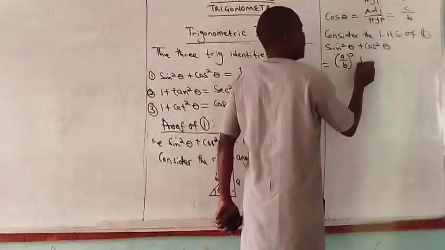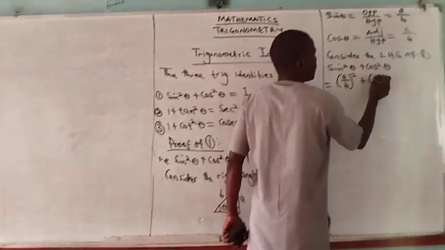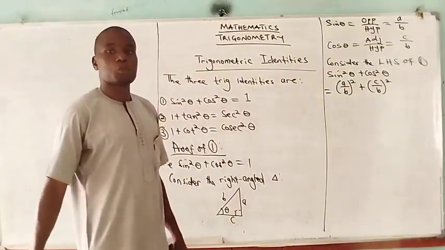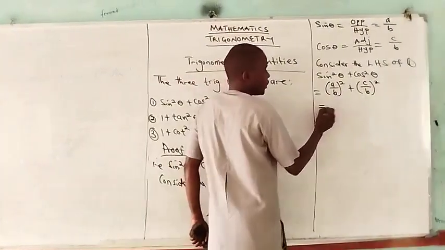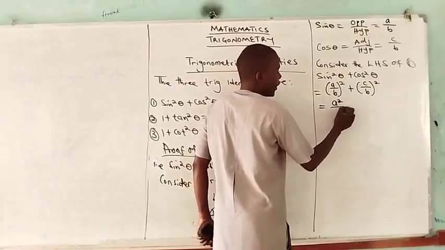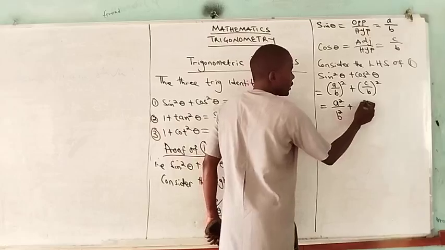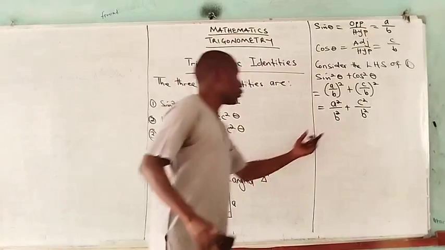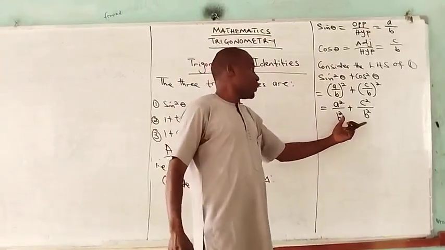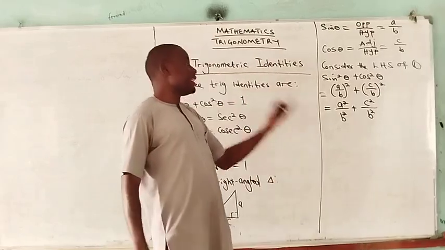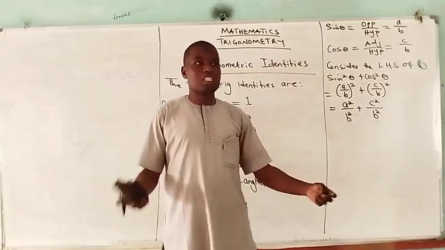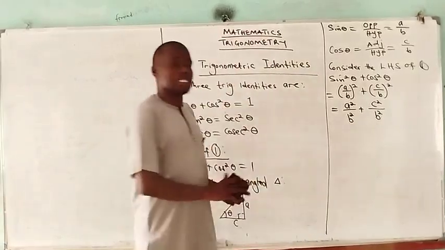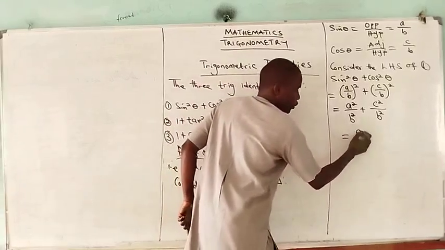Then we square it, plus cos theta, which is C over B, squared. So look at this. It is A square over B square plus C square over B square. This fraction we can add very easily, because they have common denominators. So we just add the numerators over B square.